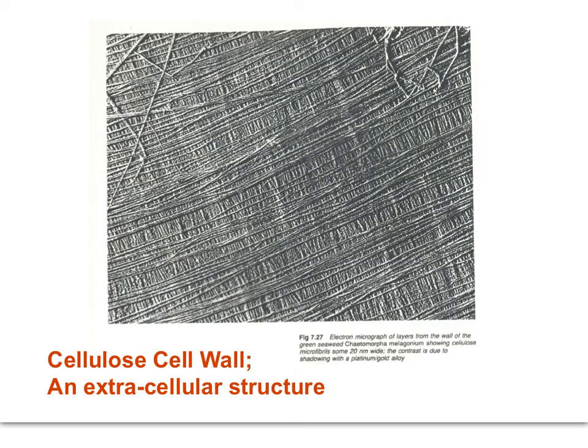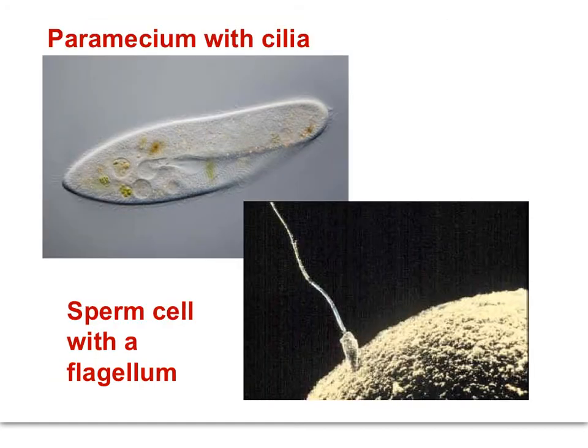This is a micrograph of the cell wall, cellulose, cell wall of a plant. You can see the fibrous nature of the cellulose. The cell wall serves to provide a plant cell with structural integrity, serving to assist in holding a plant upright. In terms of cell structures, it's important to remind you of cilia, seen here on the paramecium, and a flagella, seen here on this sperm cell. Both of these structures serve to provide motion.